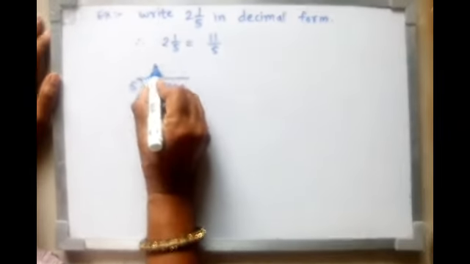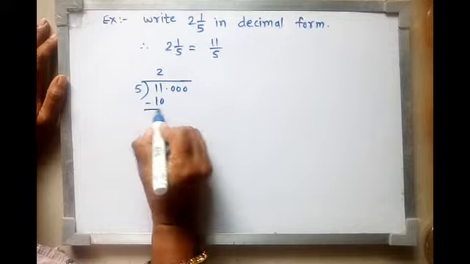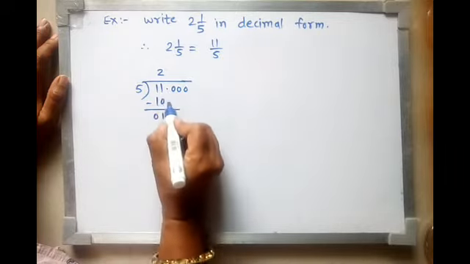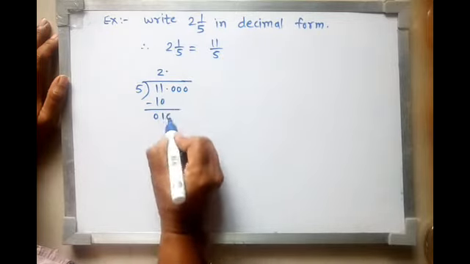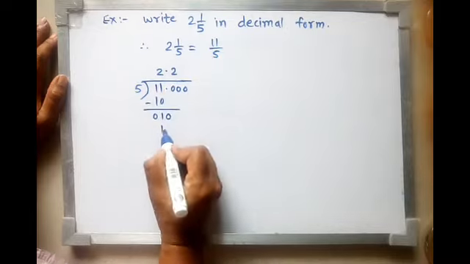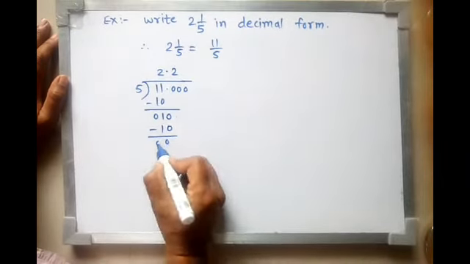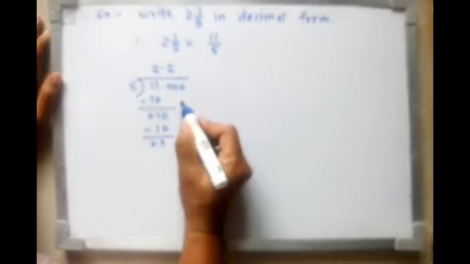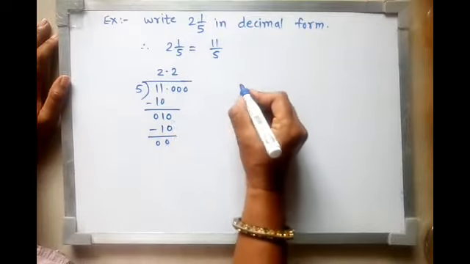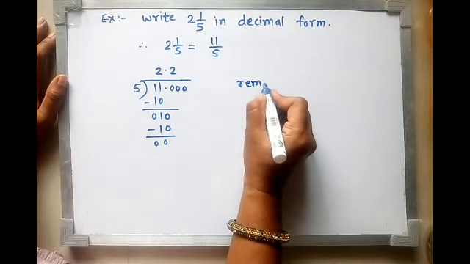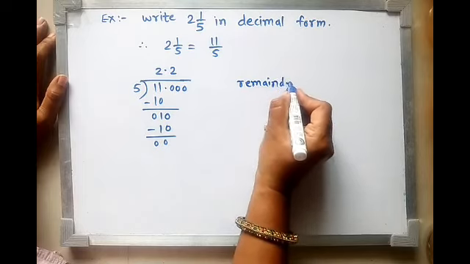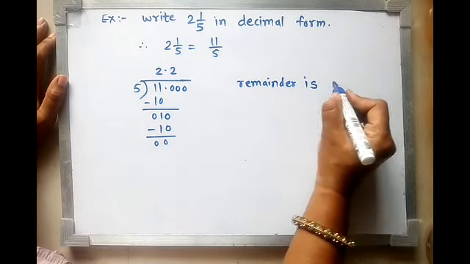11.00 divided by 5. 5 twos are 10. Remainder is 1. I write down the decimal point in the quotient. 5 twos are 10. 2.2 is the quotient. Remainder 0.